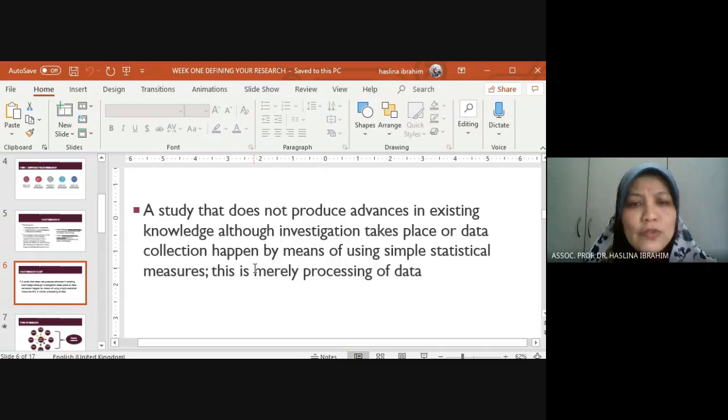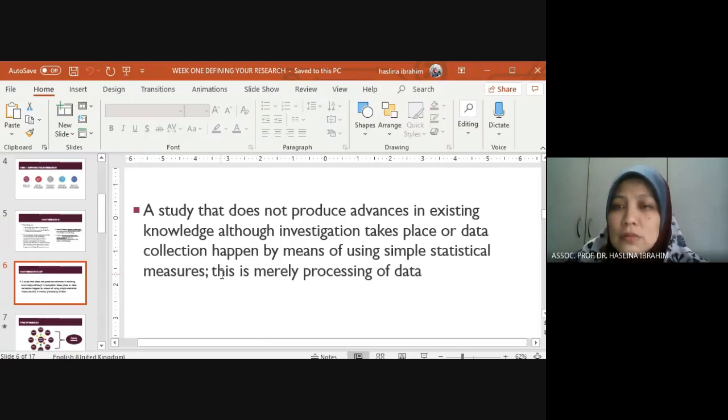So if you simply communicate what the data is all about, it is not research. It is only processing the data. Okay, so this slide says that if you just communicate the data, it is not research, it's just a matter of processing the data.